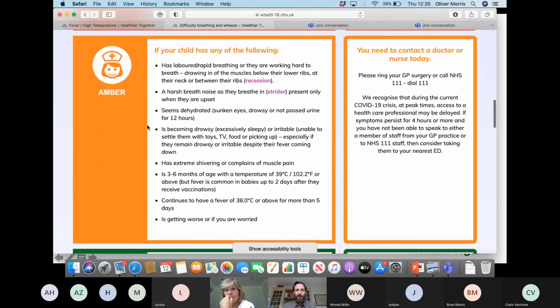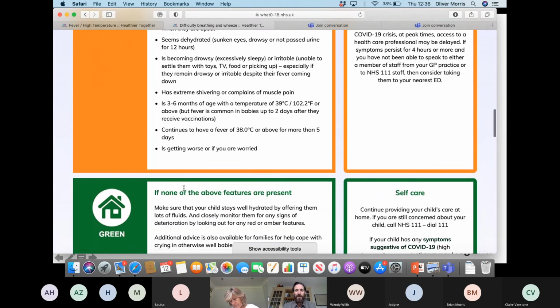Then there are the amber features, so it's a bit more about work of breathing, stridor when they're upset, and concerns about dehydration. These other ones are ones that you've seen on the previous one. So there's a bit of tweaking for the presentation, but some of them are more generic features that we just want there as a safety net in each case.